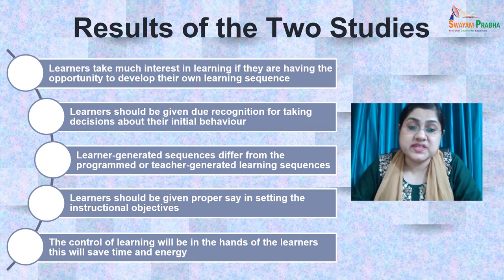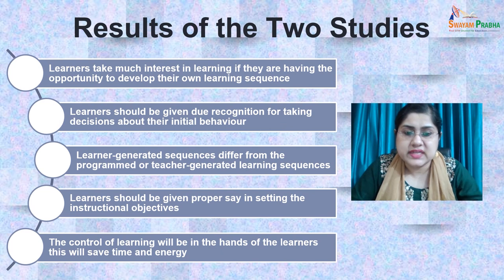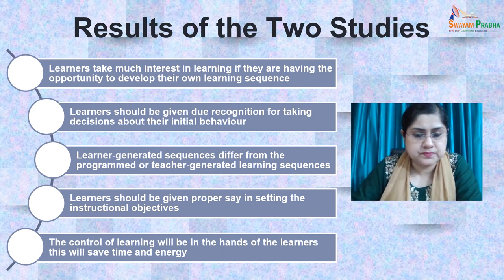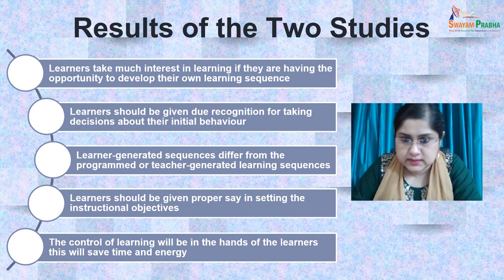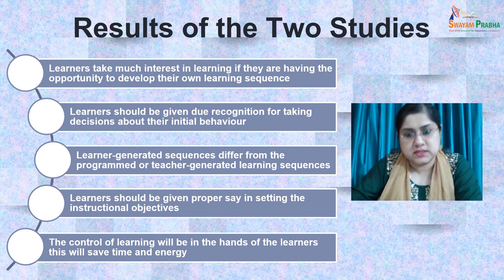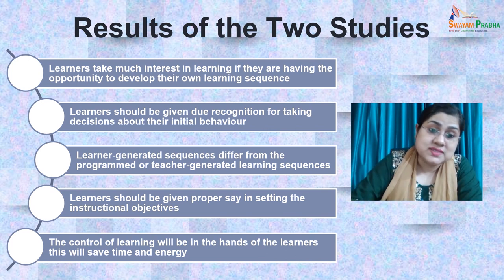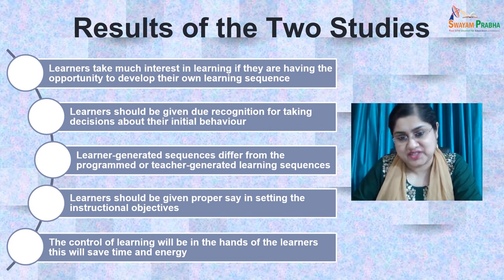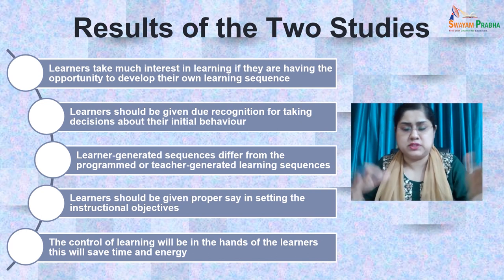Then, learner-generated sequences tend to differ from the programmed or teacher-generated learning sequence. Let's take an example. The students at the initial stage are not interested in theory. They want practical things. They want concrete things to be discussed rather than abstract things, and the functions of things rather than the structure, because they want a lot of interest and a lot of activity to be happening in the classroom.